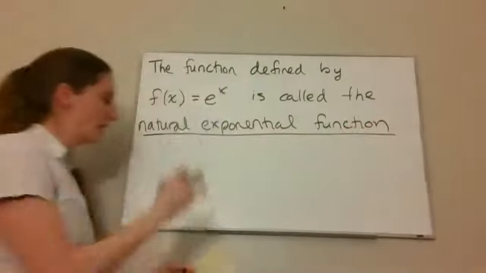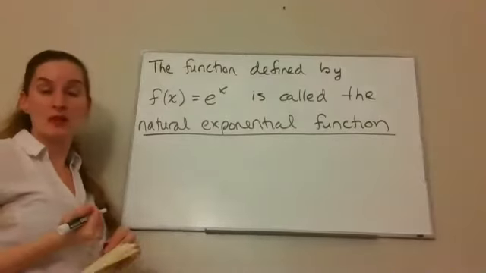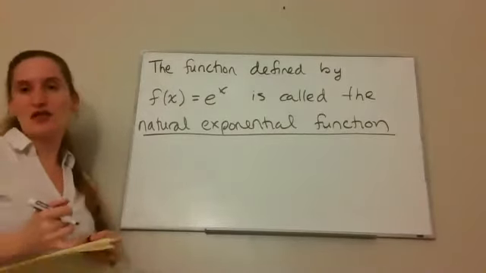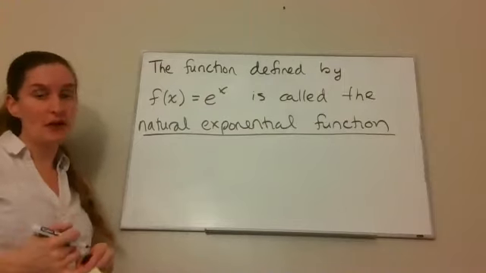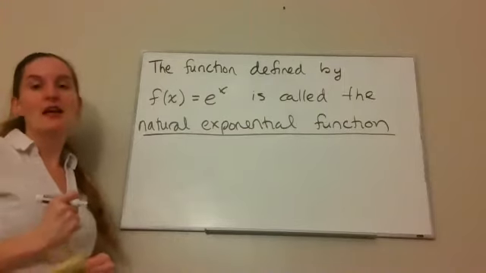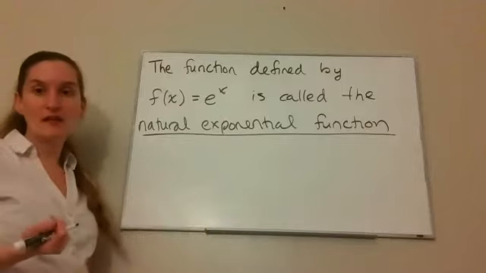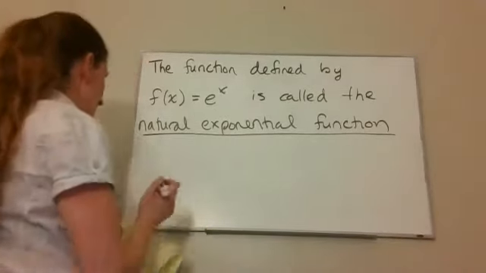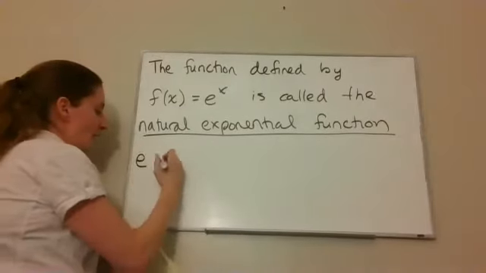And this number e right here, it's a very important number in mathematics, kind of like how pi is. This is an irrational number. The decimal goes on forever and ever without repeating. And it is a constant, so it's always going to be the same. And it shows up all the time.